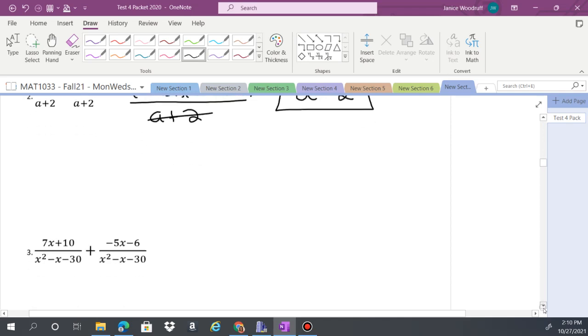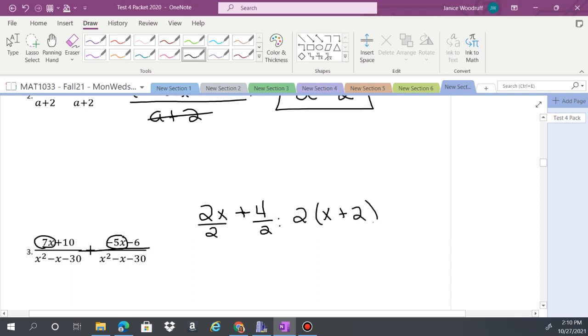Okay, and then the last one, this is plus. So I'm just going to go ahead and combine like terms. So 7x minus 5x gives me 2x. And 10 minus 6 is positive 4. Can I pull a GCF out of that? 2, yeah. So I can divide a 2 out. So 2, and then 2x divided by 2 is x. 4 divided by 2 is 2. So that gives me 2 times x plus 2.